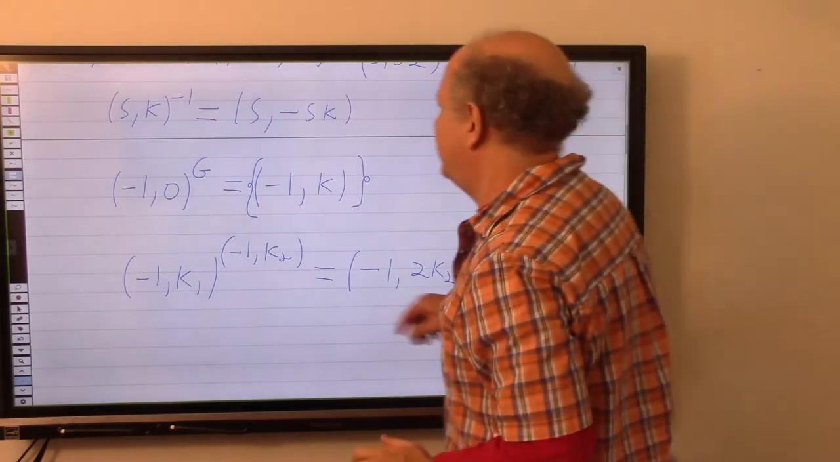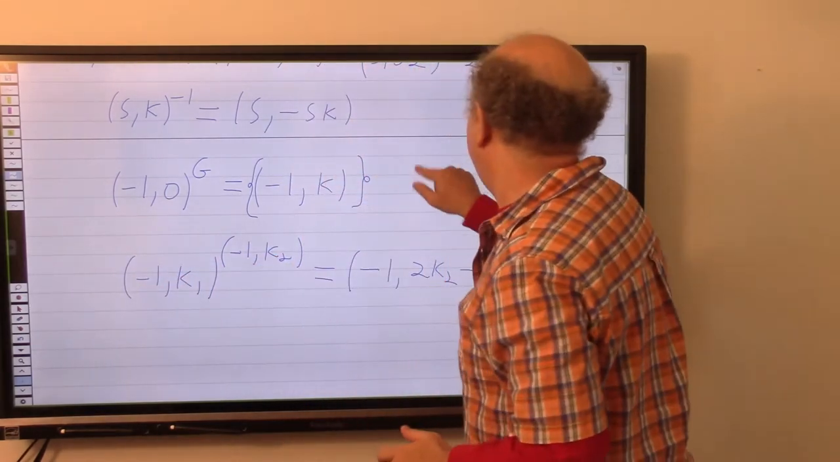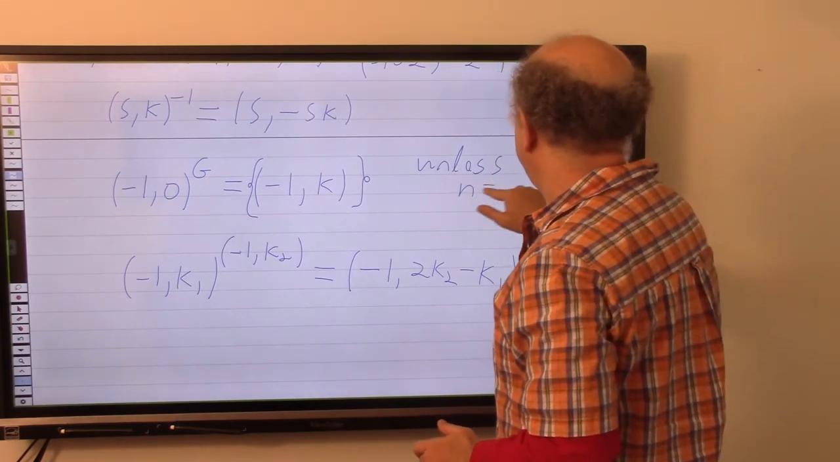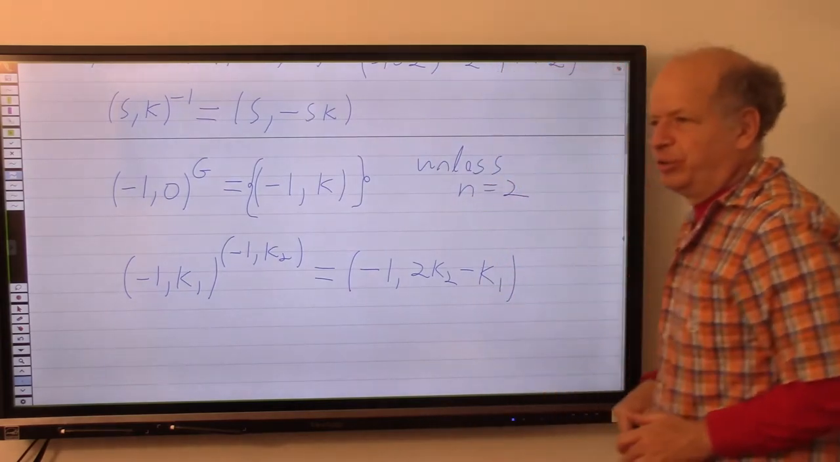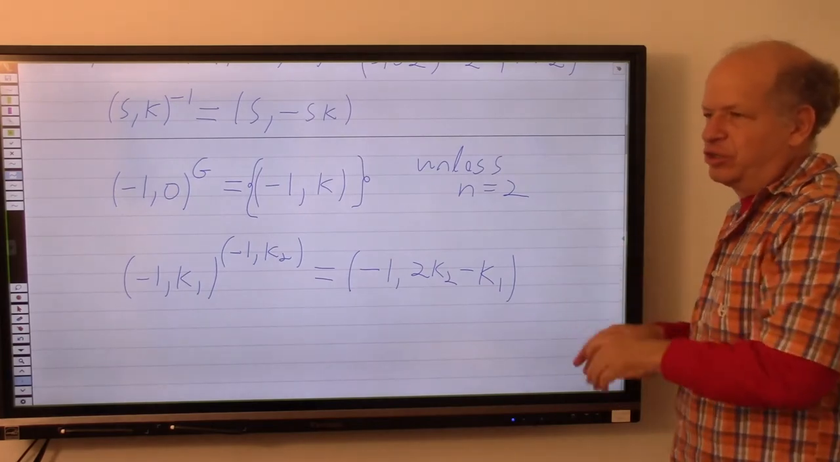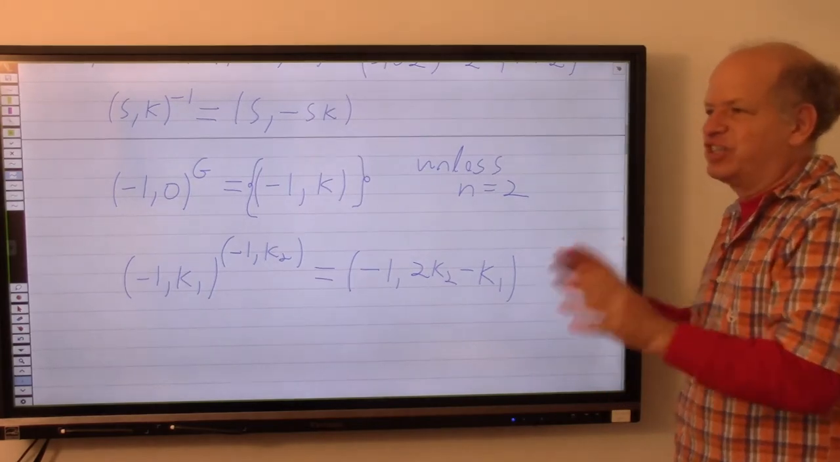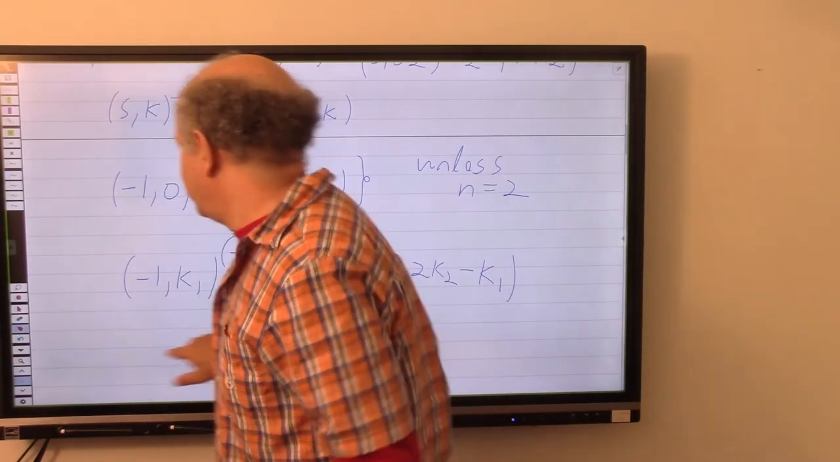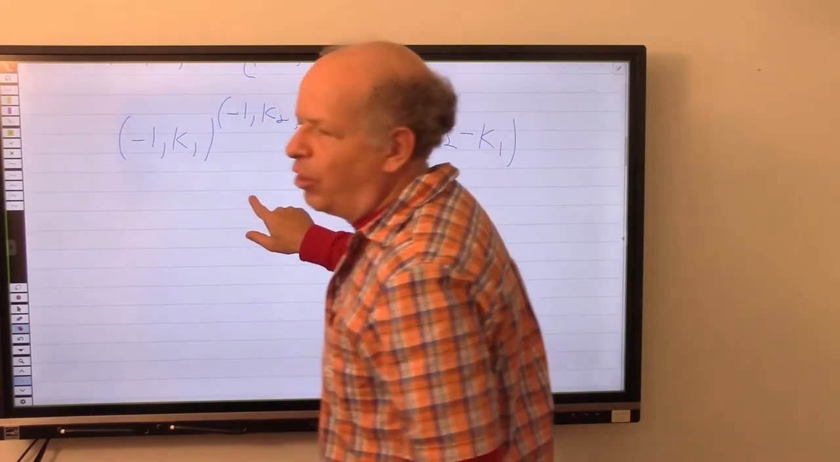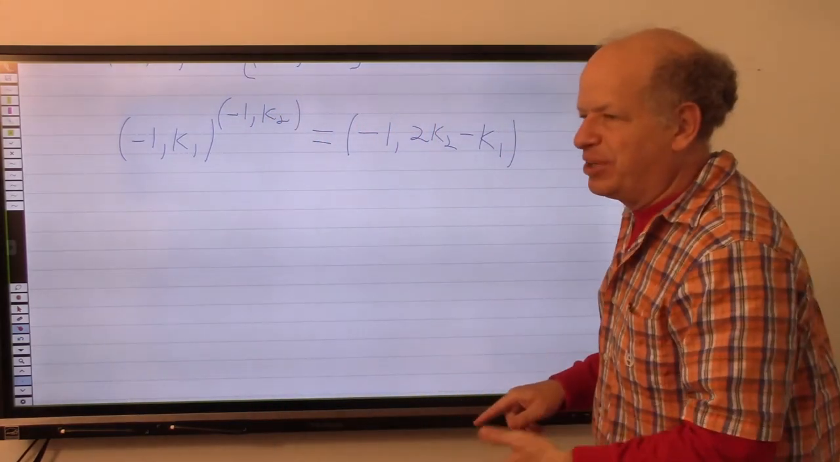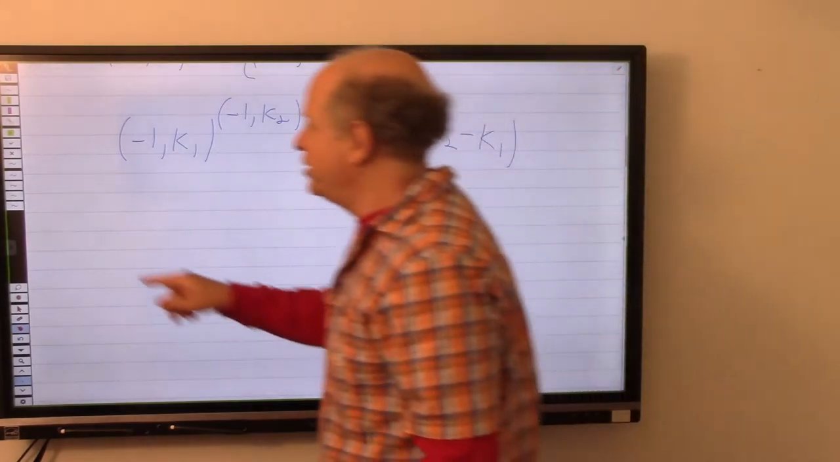So maybe I should add, unless n is equal to 2, and if n is equal to 2, the group is abelian. Okay, so the conjugacy classes are singletons. Okay, anyway, so why did I tell you all that? Or why did I tell you in particular all of this?